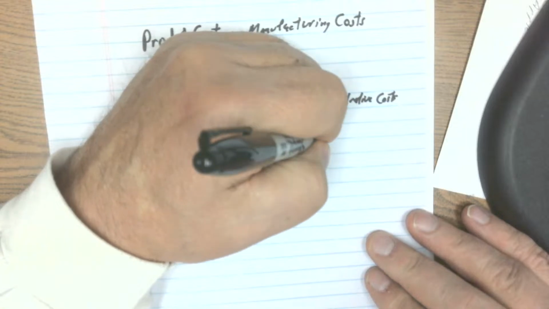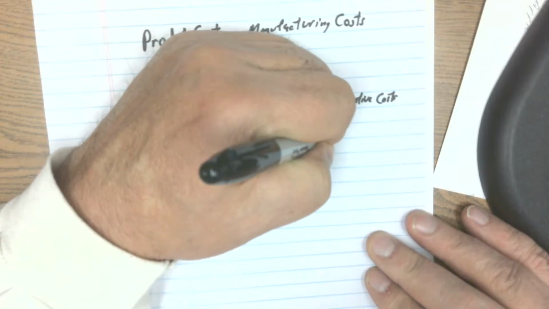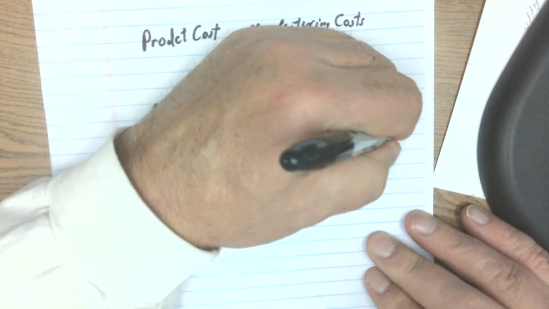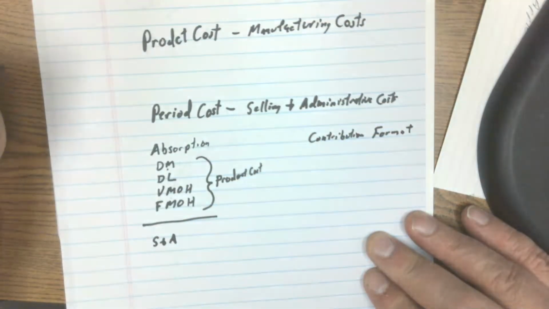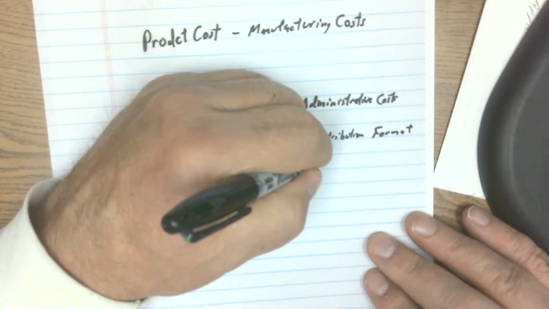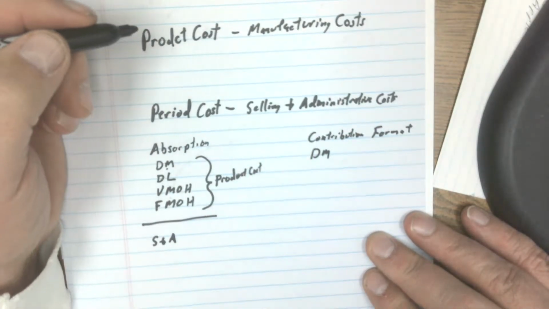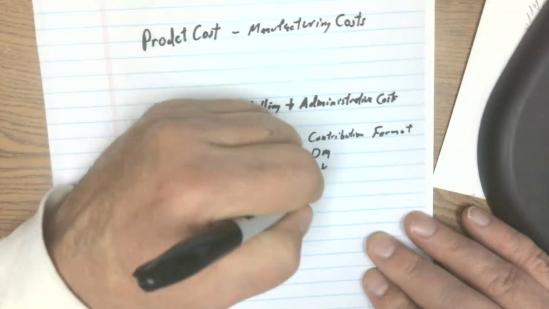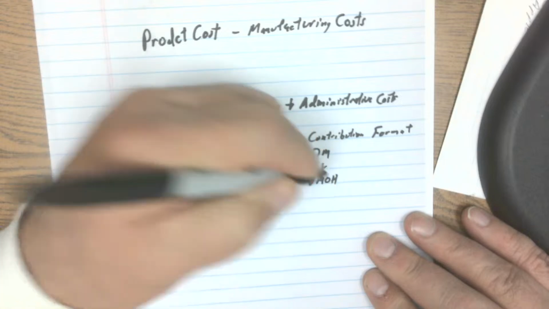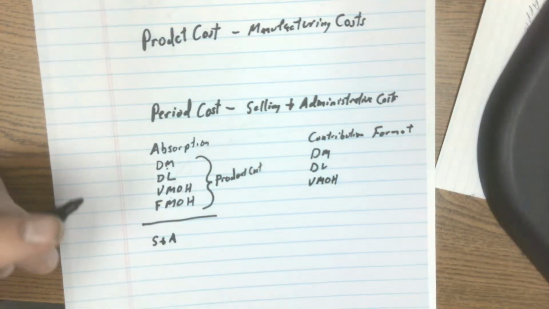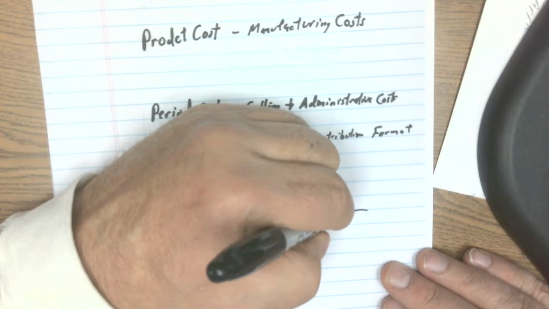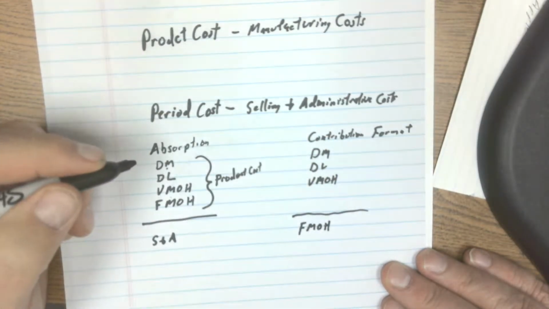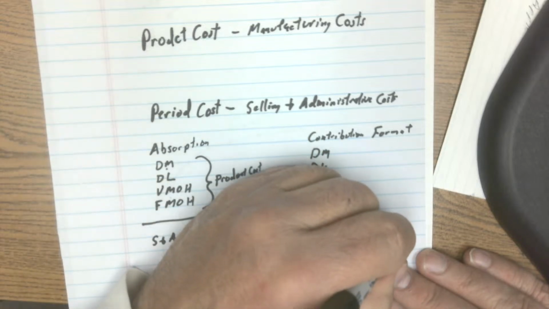However, on the contribution format, we're going to have our direct materials, so that's the same as over here. We're going to have our direct labor. That's the same as over here. We're going to have our variable manufacturing overhead. That's the same as over here. But we move fixed manufacturing overhead to be a period cost.